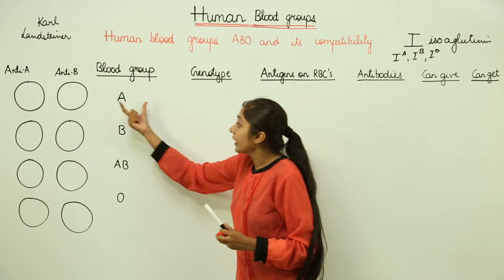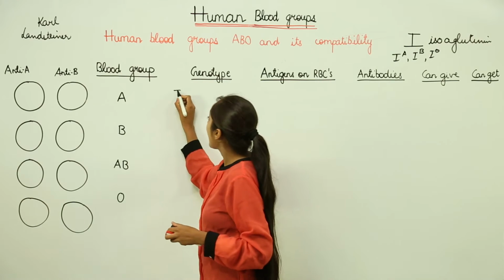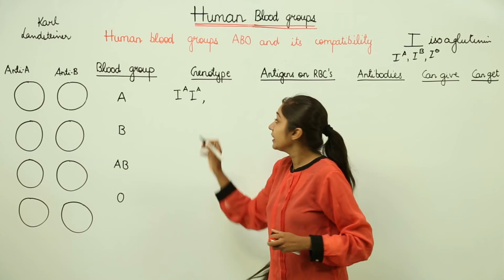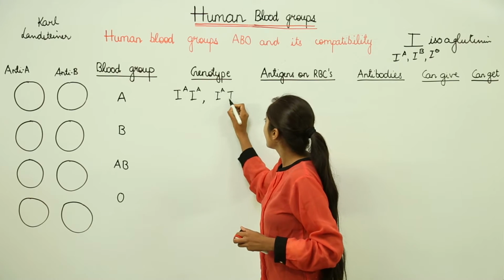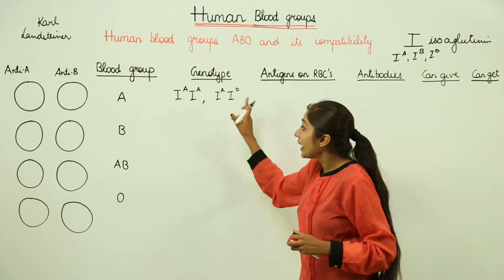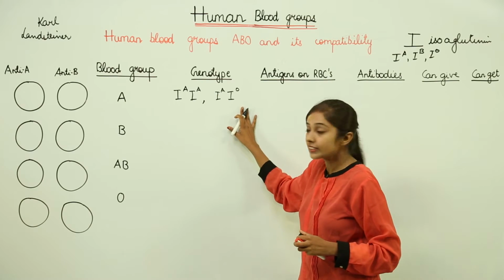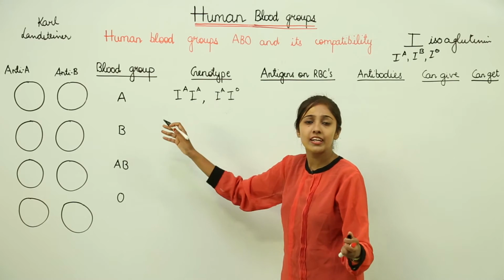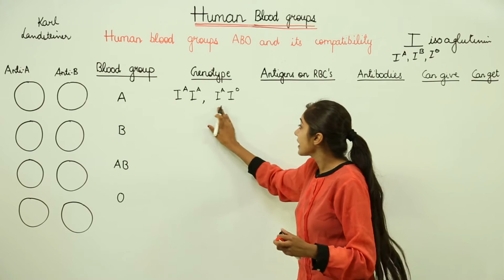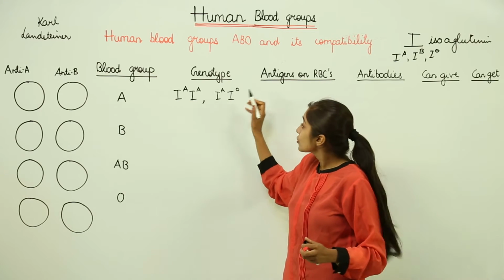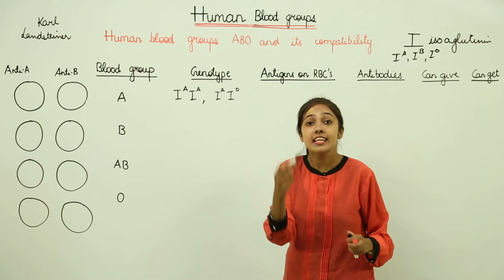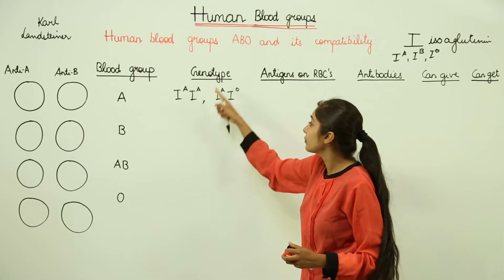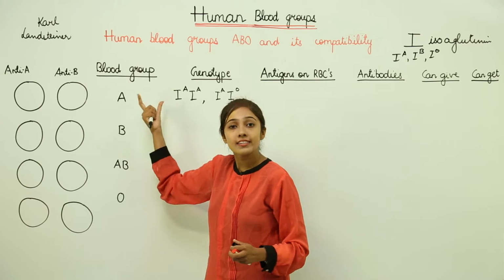So what happens when you talk about the genotype? When you talk about blood group A, then the genotype is going to be IA IA, or it can also be IA IO. Why is it so? Because when you have both IA and IA, then definitely the blood group is going to be A. But in the case of IA IO, IO is the recessive one, it is not going to express. Since we already have a dominant allele, this is going to express, means the blood group is going to be A.